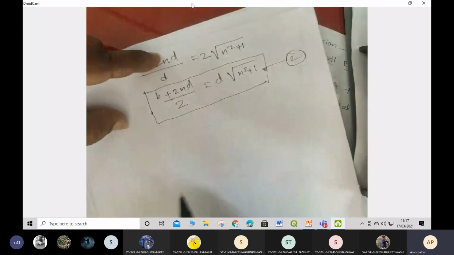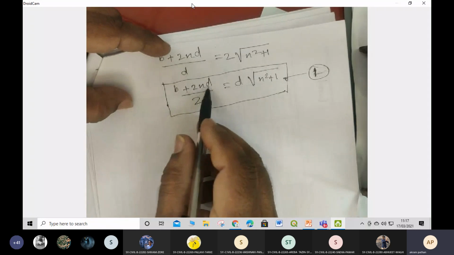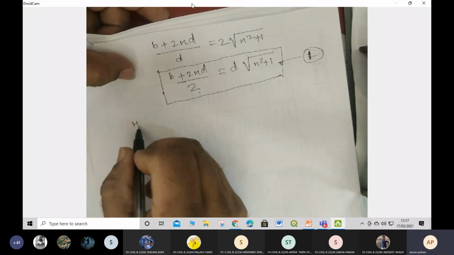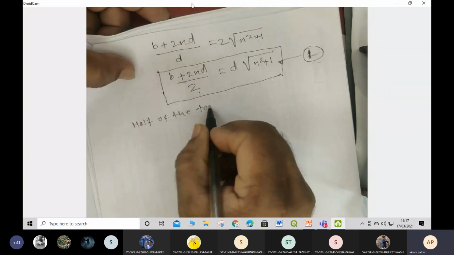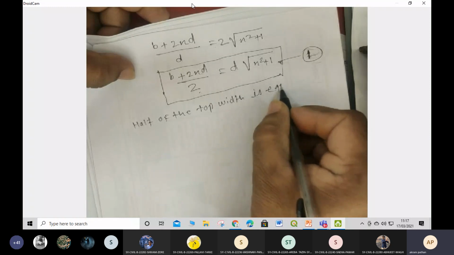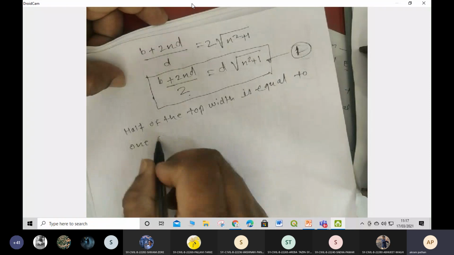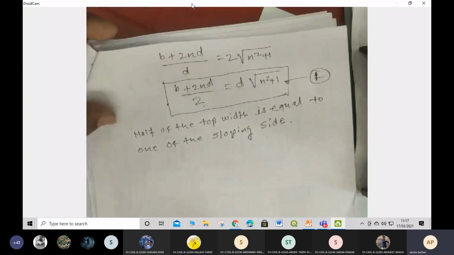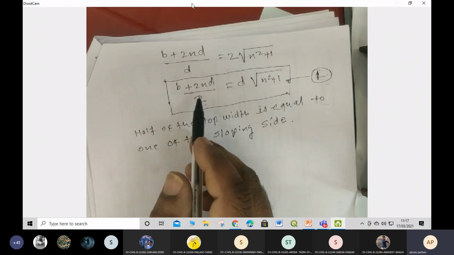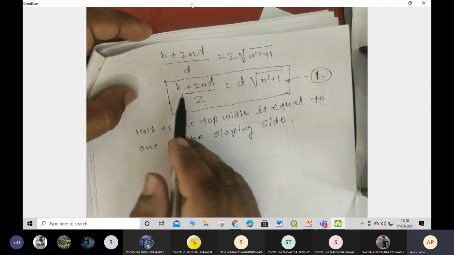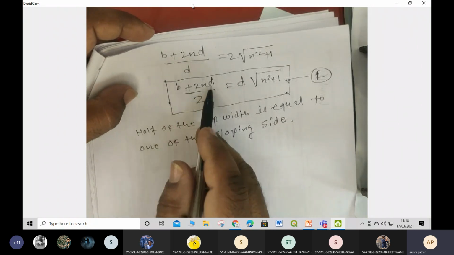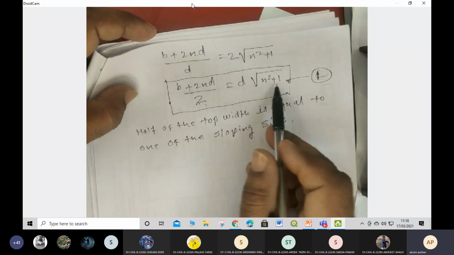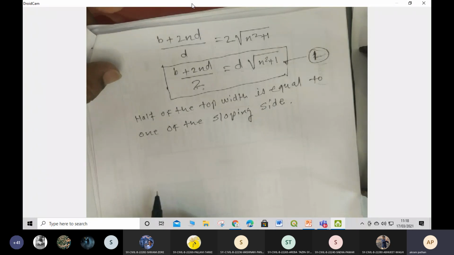So what is the first condition? This is the first condition, that is half of the top width is equal to one of the sloping sides. So what is the meaning of this? (B plus 2nD) by 2, that is half of the top width, is equal to one of the sloping sides. So B plus 2nD means the top width, divided by 2 means half of the top width, which is equal to one of the sloping sides. So D under root n square plus 1 is one of the sloping sides.